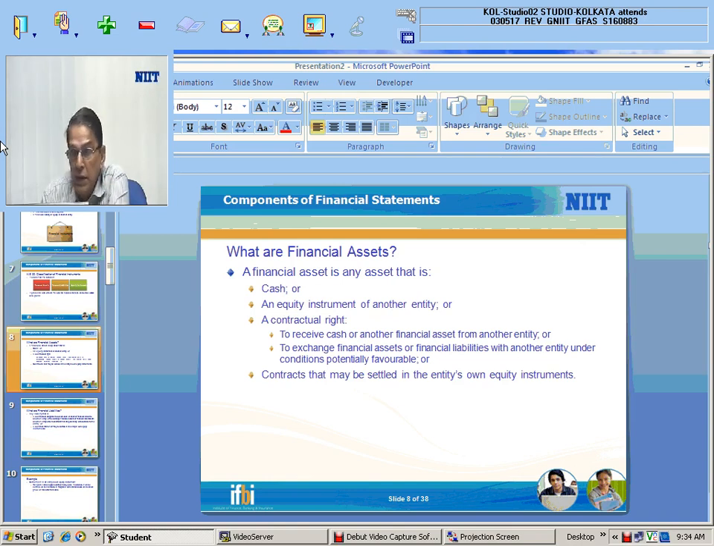When you give a loan to another entity, you will receive cash from the other entity in repayment. Investments in bonds and other debt instruments issued by other entities. Derivative financial assets, to exchange financial assets or financial liabilities with another entity under conditions potentially favorable. So derivative financial assets will come under that category. Some derivatives on own equity, for example, last one, contracts that may be settled in the entity's own equity investment.